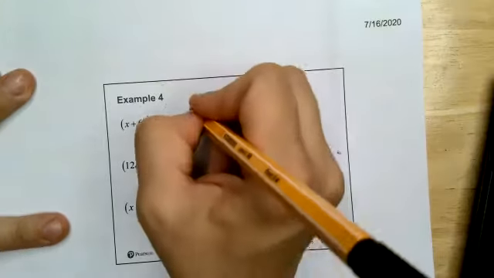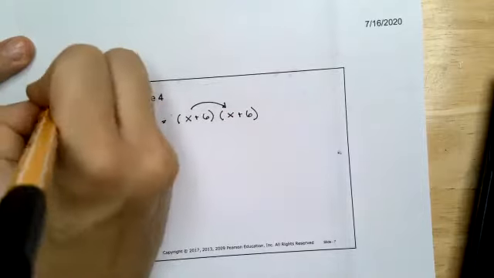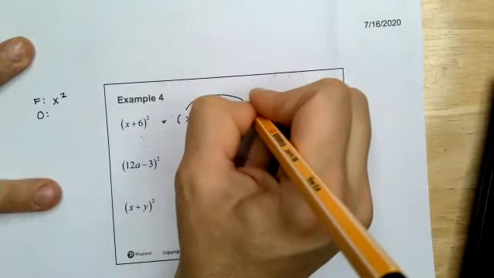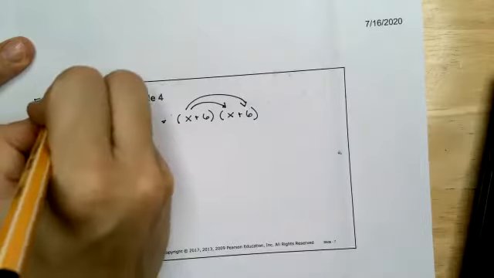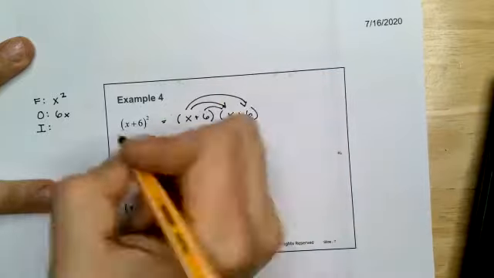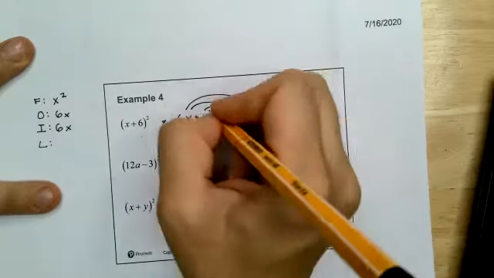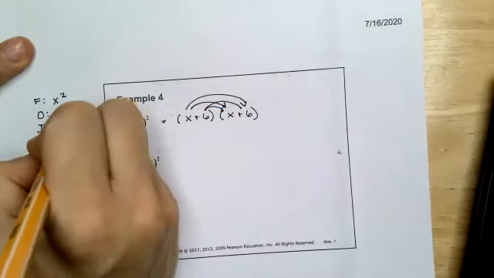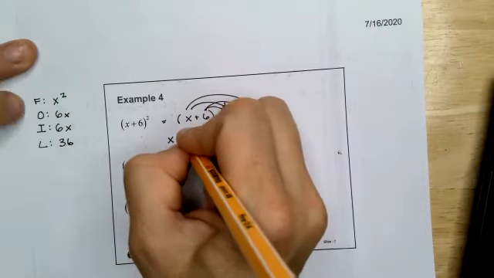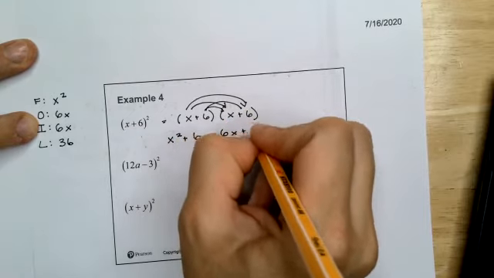And then you have to FOIL it. So here, x times x is x squared. X times 6 is 6x. 6 times x is 6x. And then 6 times 6 is 36. So now I have x squared. Those are all positive, so I'm just going to combine them, plus 6x plus 6x plus 36.